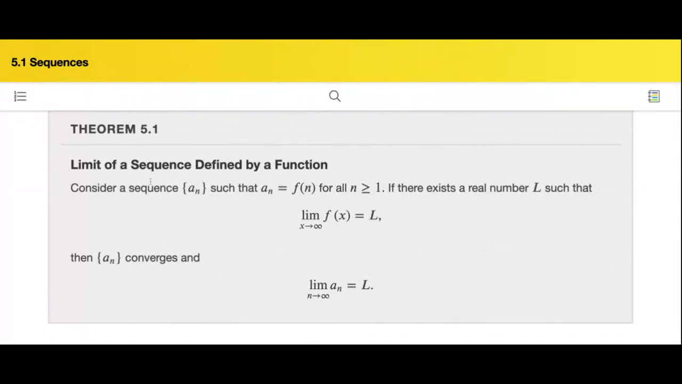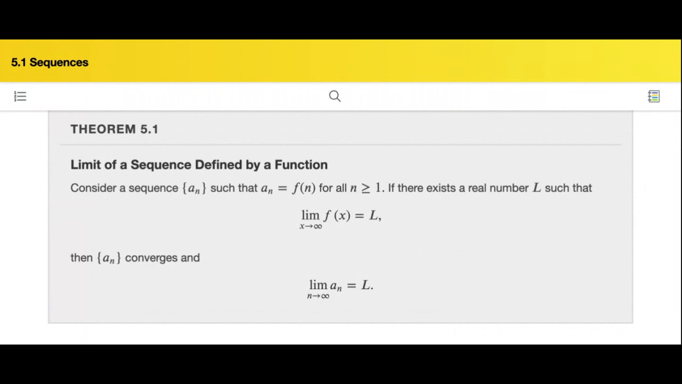Okay, theorem: limit of a sequence defined by a function. Consider a sequence such that the nth term can be represented by a function for all n greater than or equal to 1, if there exists a real number L. Also, you can make a list of the pros and cons of sequences and the pros and cons of functions.